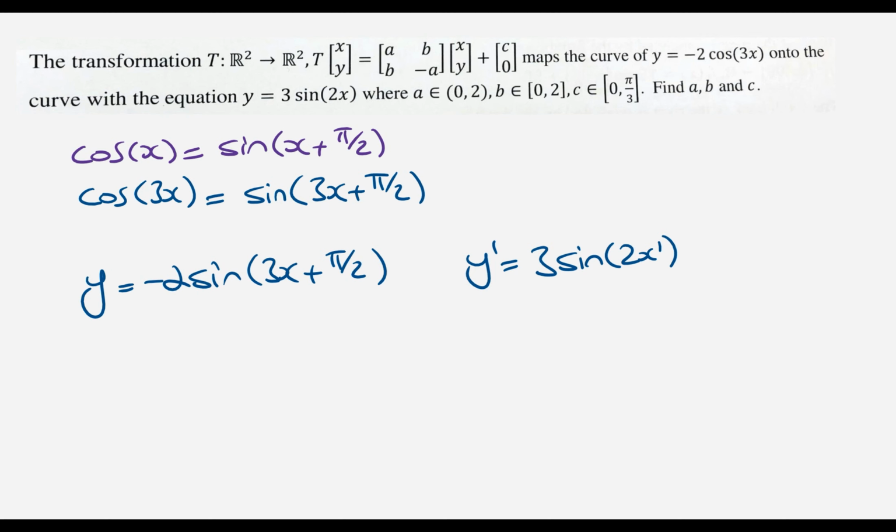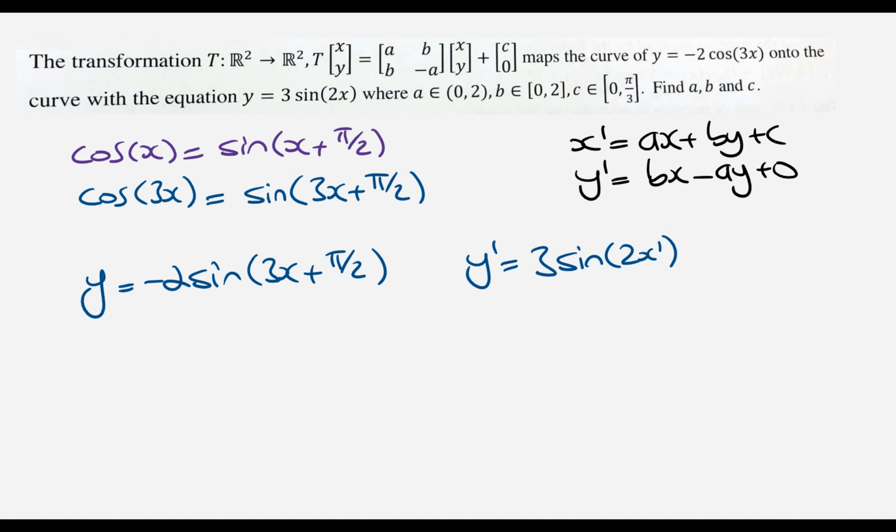And so what we need to do now is expand the transformation matrix. This is going to give us the coordinates x dash is equal to ax plus by plus c, and y dash is going to be bx minus ay plus 0. From here, we need to rearrange the original and the transform function to make it in equivalent form. In other words, anything that affects the y values should be with the y's, and anything that affects the x values should be with the x's.